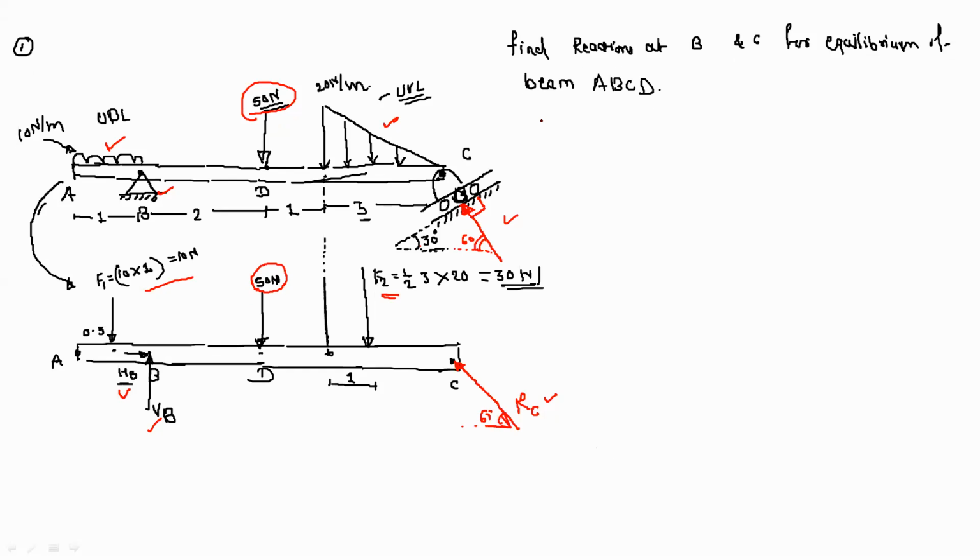So now to find out the support reactions, that is reaction HB, reaction VB. These are two reactions for the hinge support, and reaction RB is for the roller support. Okay, so we need to use the conditions of equilibrium. We have three conditions.